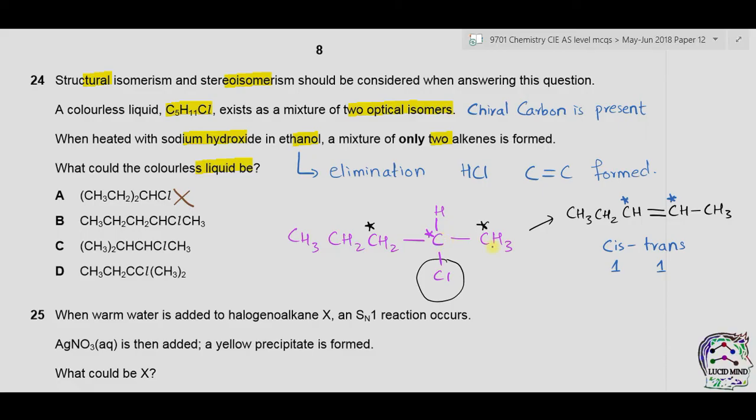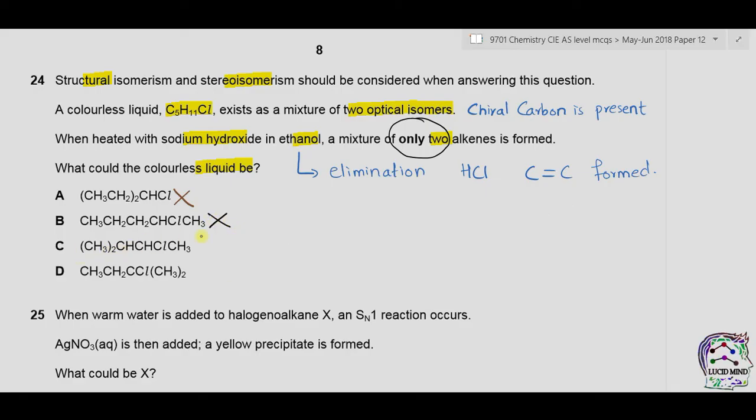In the second scenario, if the hydrogen atom is removed from this carbon, then the product formed will be like this. We have CH3, CH2, CH2. Then we have carbon atom with hydrogen. Now a double bond is formed between these 2 carbon atoms. Now with this carbon we can see that both groups are the same, so therefore cis-trans will be absent, only this product is formed. So in total we have 1, 2, 3 products that are formed, and all 3 are alkenes. As in the question only 2 alkenes were formed, so therefore B is incorrect.